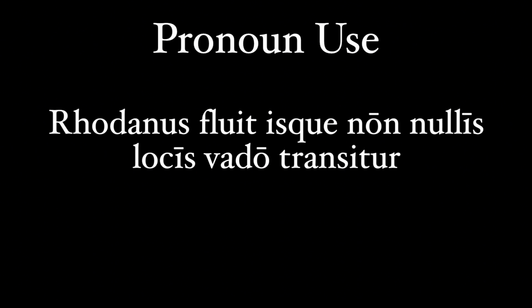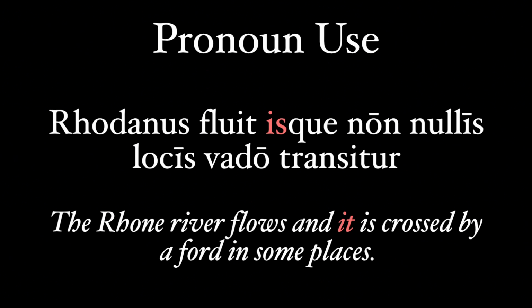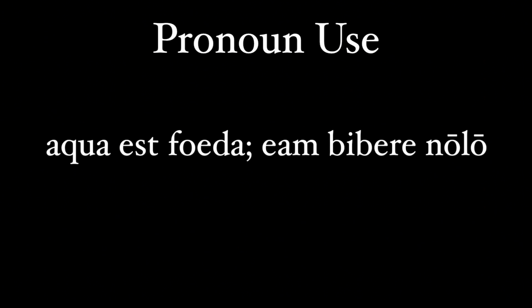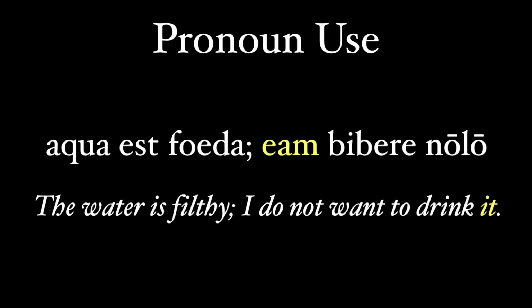So, Rhodanus fluit, isque non nullis locis vado transitur. This is from Caesar. The Rhone River flows, and it, meaning the river, is crossed by a ford in some places. The is here refers to the Rhone River, which is masculine, and so we use the is, even though we translate it in English as it. Aqua est foeda, eam bibere nolo. The water is filthy, I do not want to drink it. The eam refers to aqua, which is feminine, but in English we don't call water she, so when we translate the eam, we use it.